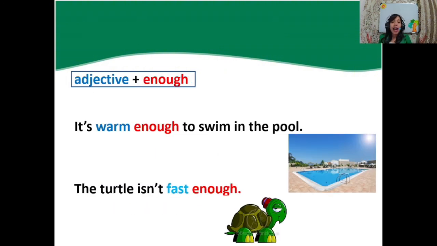Now, we usually use the enough structure with adjective plus enough. First, we have to put the adjective, then enough. For example, it's warm enough to swim in the pool. Or, the turtle isn't fast enough.